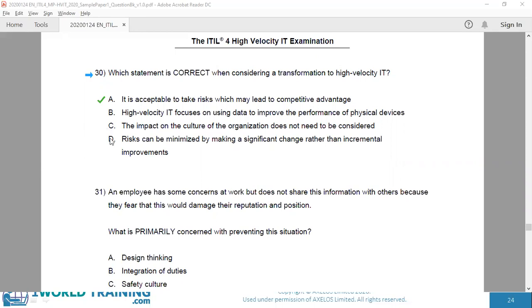Option D. Risks can be minimized by making significant change rather than incremental improvements. This is incorrect because increasing velocity involves cost and risks, and the risks are more when the change is steep or significant as compared to gradual incremental improvements. Therefore, the correct answer remains A.